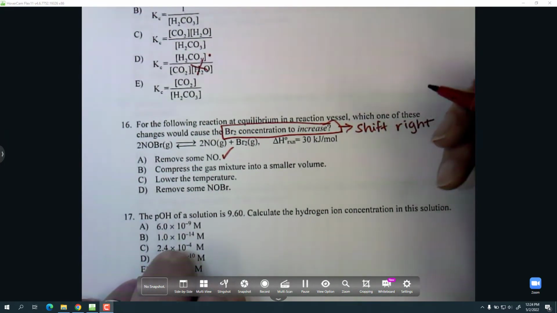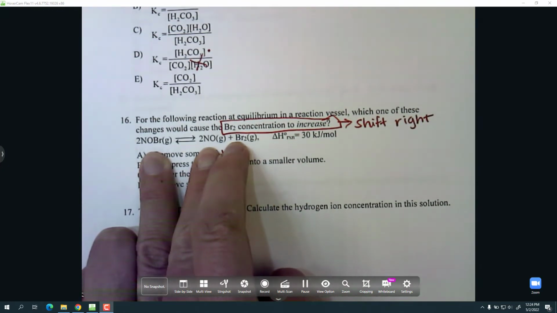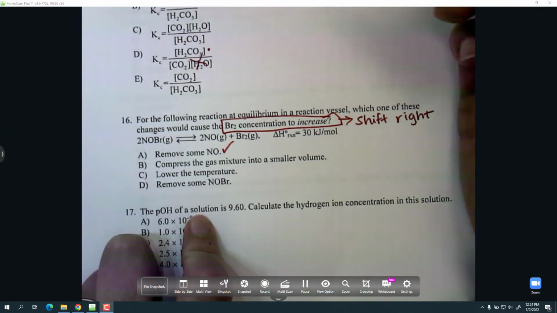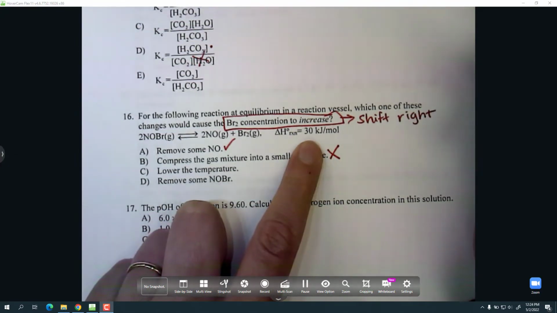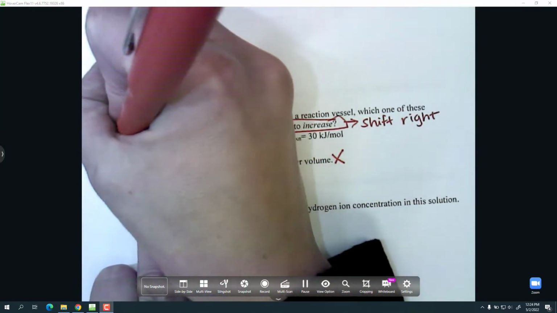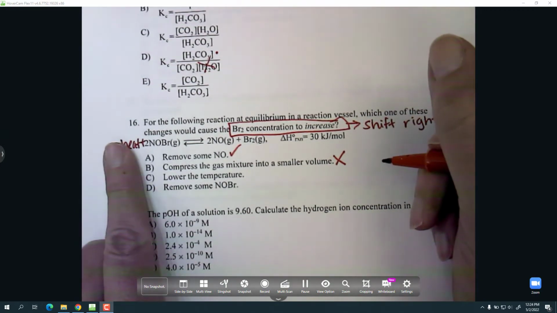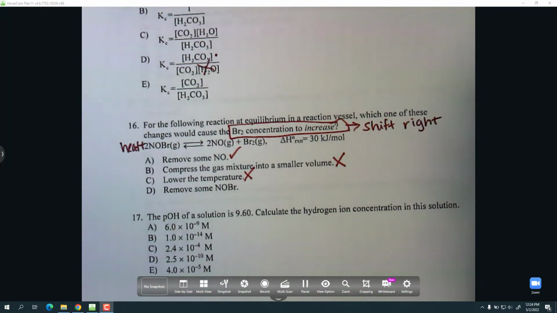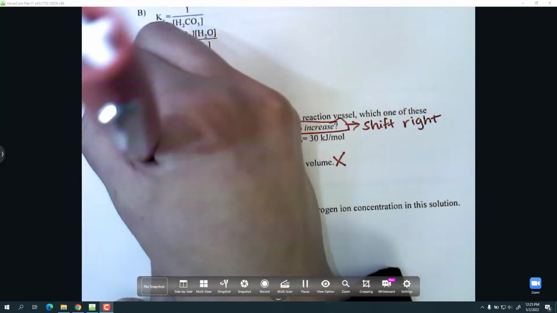Compress the gas mixture into a smaller volume. I have 2 moles of gas on the left, 3 moles of gas on the right, so it would shift toward the side with less gas. That should shift to the left, so that's not it. Lower the temperature. This is an endothermic reaction, delta H is positive, so I'm going to write heat over here. If I lower the temperature, it should shift back toward the left, not it. Remove some NOBr, that's my reactant, it would shift to the left, so that's not it. So only A.